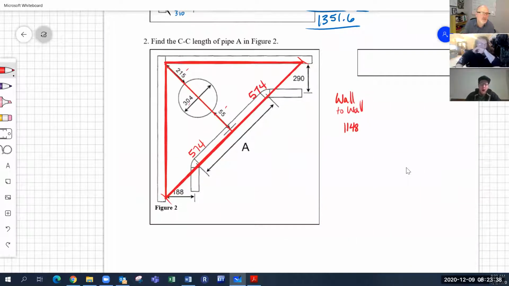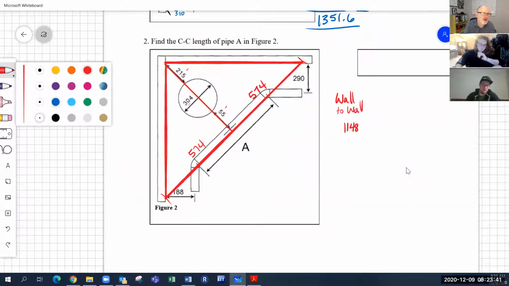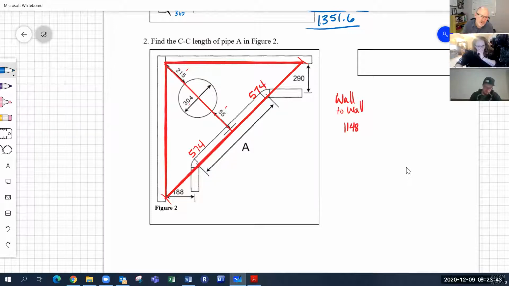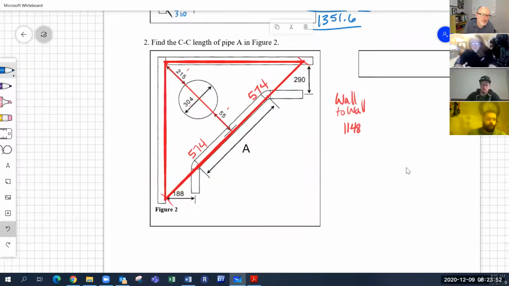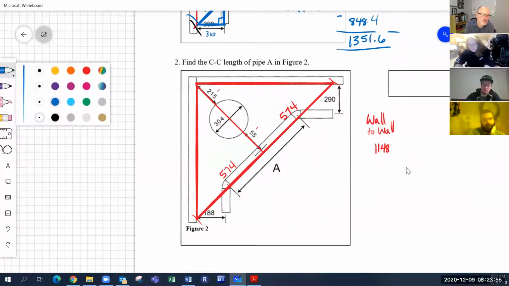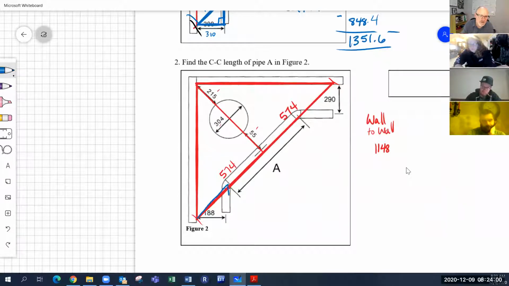Okay. So now I have to solve or remove this piece right here. And I'm going to draw a right angle triangle. Let me redraw that. Right here. So if I have 188 as my run, I could times that by 1.414.